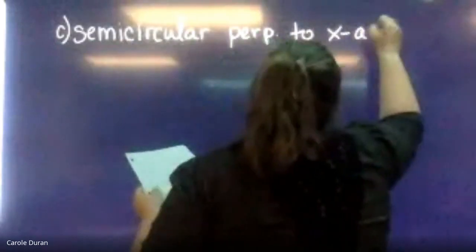So this time, instead of a square cross section, I'm going to have a semicircular one. It's half of a circle, and it's going to run perpendicular to the x-axis.